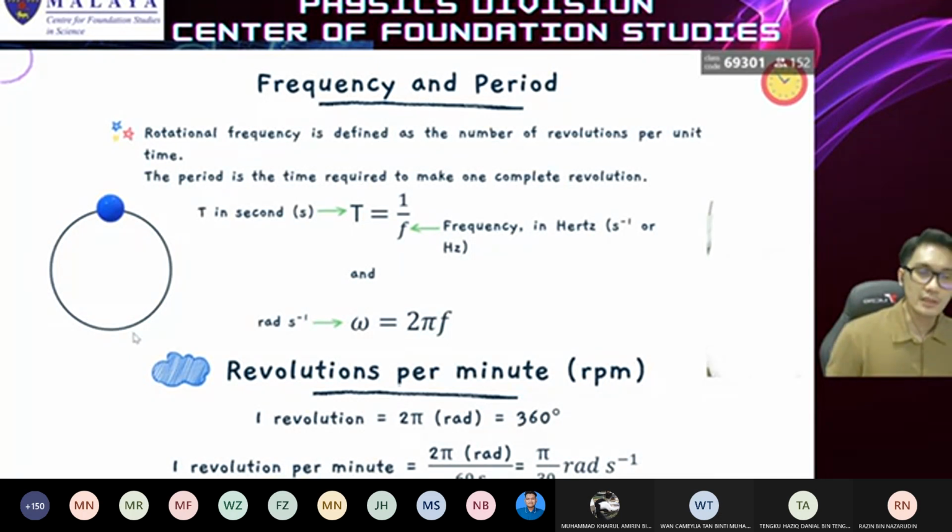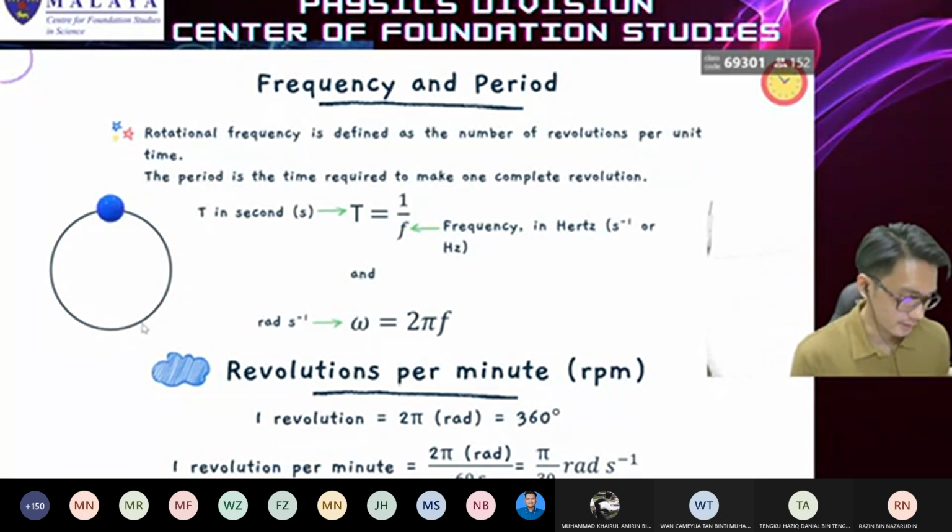And then we can define the angular velocity in terms of frequency. Just now we did angular velocity in terms of angular displacement divided by time, right? But now it is angular velocity in terms of frequency. So angular velocity omega is equal to 2 pi multiplied by frequency.